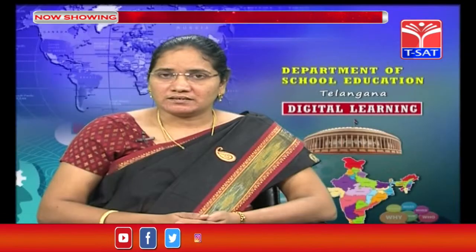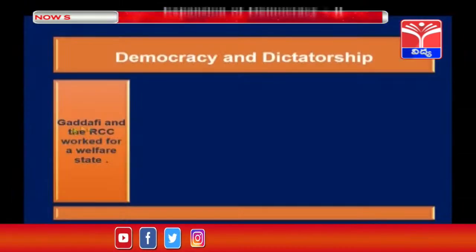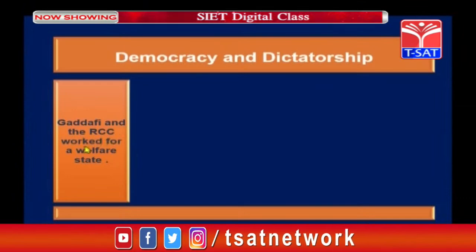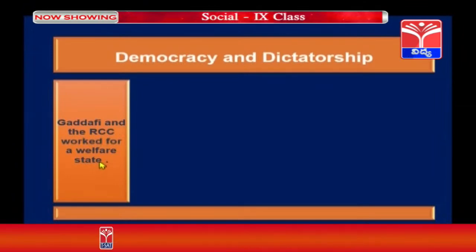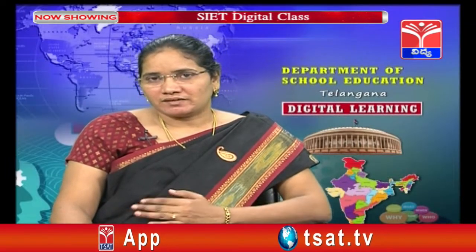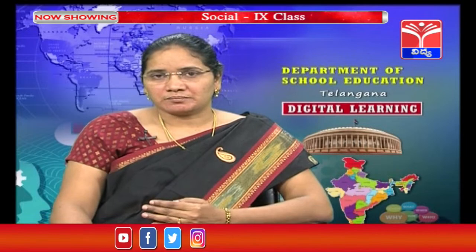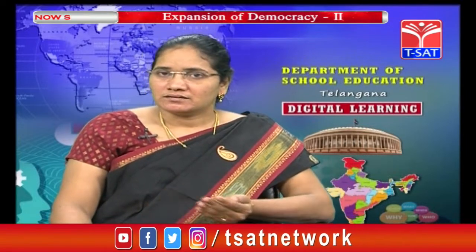Children, till now we have seen the two countries which struggled for democracy, Libya and Myanmar. Two different situations for achieving democracy. Now let us see some features of democracy and dictatorship. In Libya, the Gaddafi government and the RCC worked for a welfare state. Yes, they both brought many welfare measures for the people. They gave free education to all the people, free medical aid, and there were many other welfare programs done for the people.